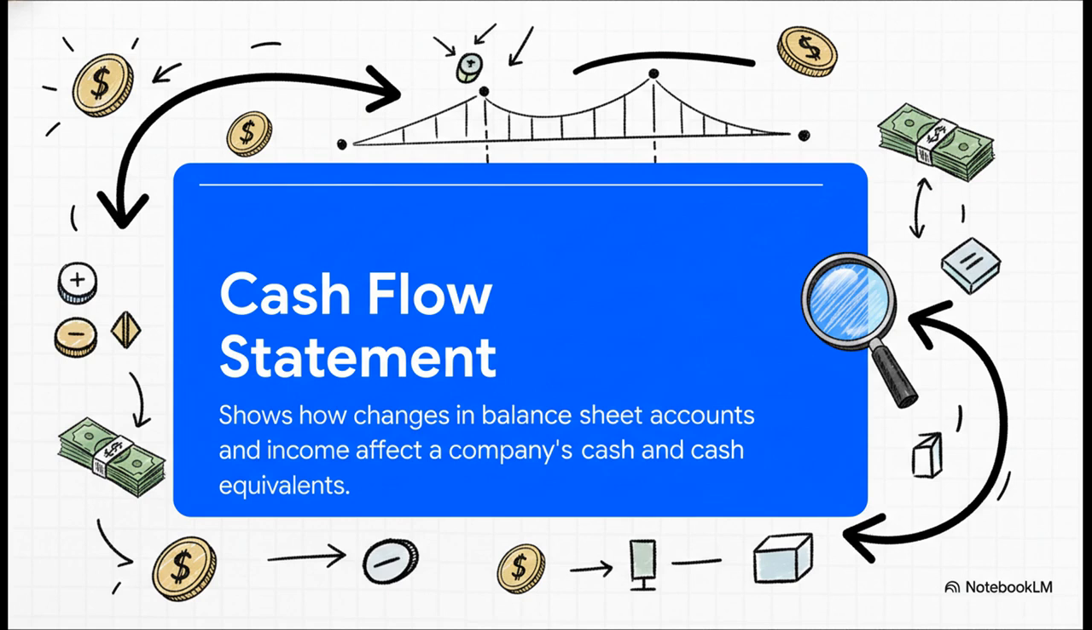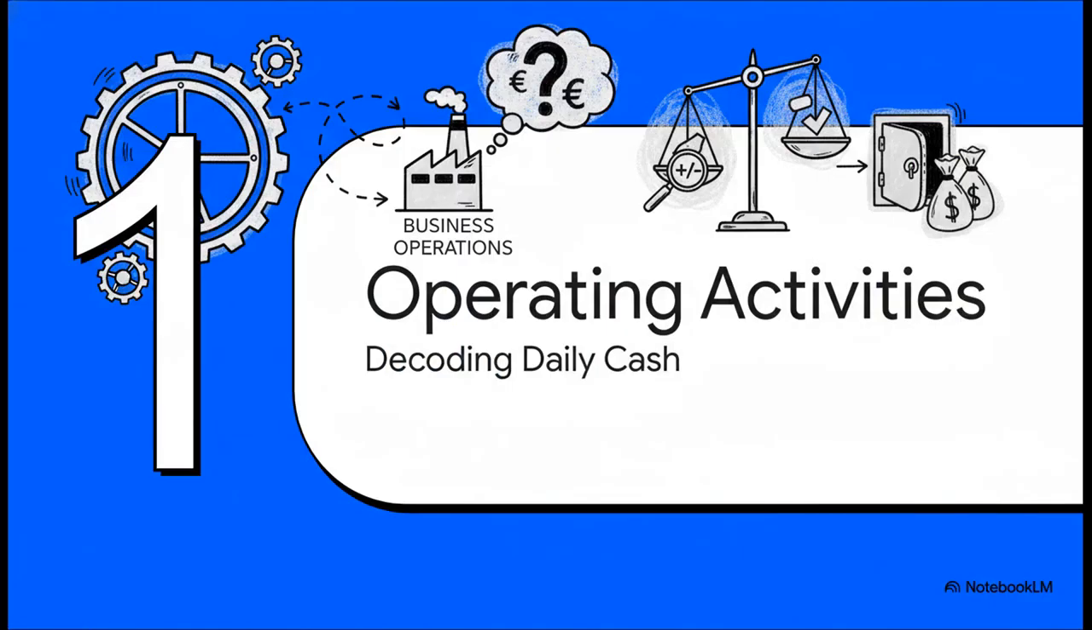The cash flow statement is kind of like a financial detective. It doesn't really care about fancy accounting theories. Nope. It just follows the money. It tracks every single dollar that comes in and every single dollar that goes out. It gives us the real story of a company's financial health, and it breaks that story down into three main parts. So let's start with the first and definitely the trickiest piece of this puzzle, operating activities.